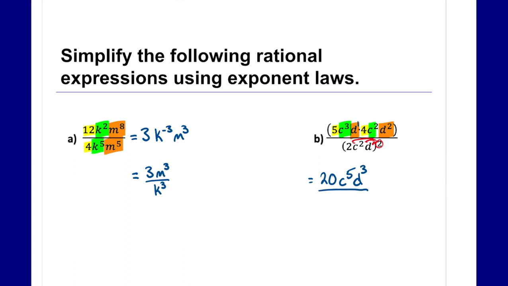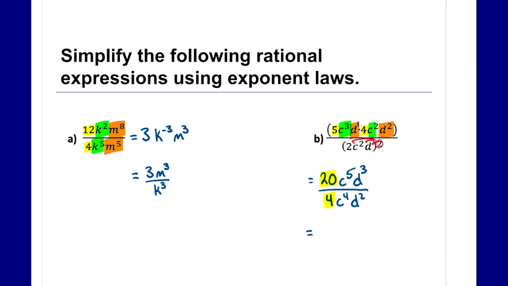On the denominator, that exponent 2 applies to everything, so 2 squared is 4. C squared to the power of 2, we multiply, so c to the power of 4. And d to the power of 1 to the power of 2 is d to the power of 2. Now, everything's simplified. I can divide.